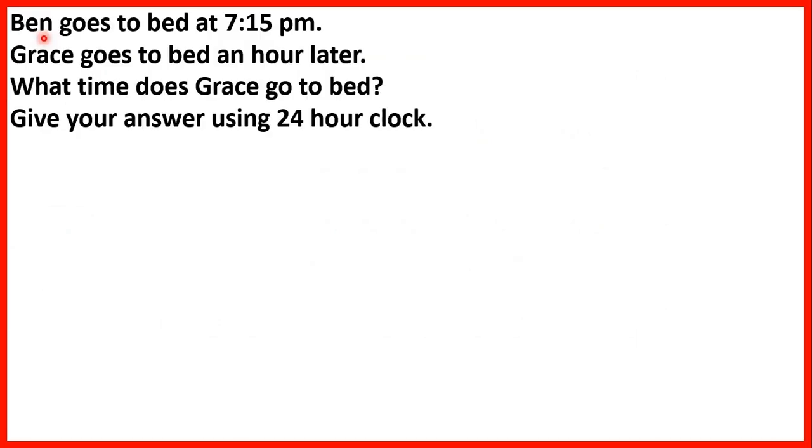Ben goes to bed at 7:15 p.m. Grace goes to bed an hour later. What time does Grace go to bed? Give your answer using 24-hour clock. So if Ben goes to bed at 7:15, 1 hour later than that will be 8:15. But PM means in the evening, and we need to give our answer using 24-hour clock.